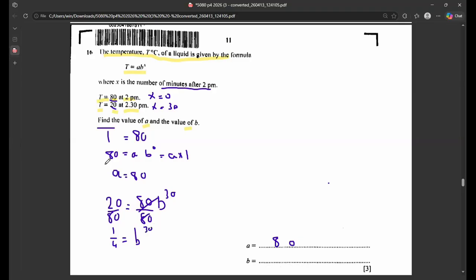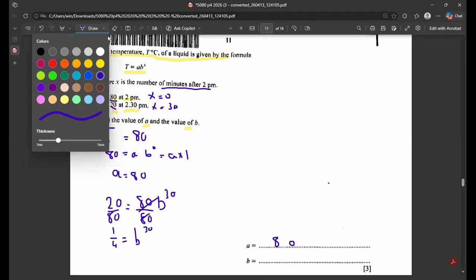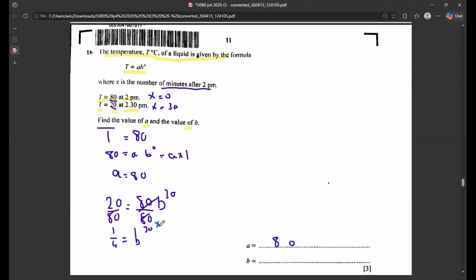Now we need to remove this power, so we make it inverse, multiplying by 1 over 30. So we raise the power 1 over 30 on both sides. So the B now is equal to 1/4 to the power 1 over 30, which on your calculator gave you 0.95484.